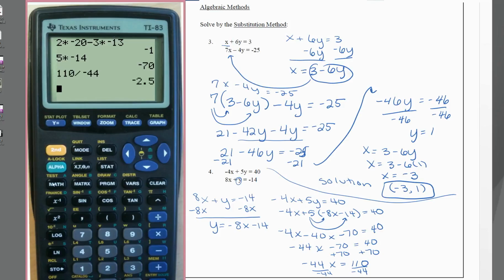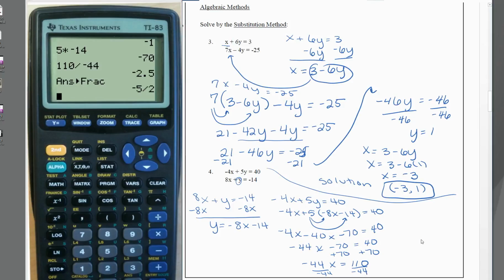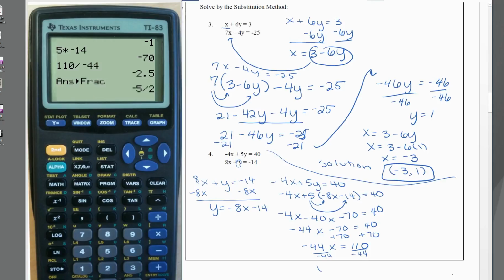Okay, here we get a decimal. We can change that into a fraction if we want and say, okay, that's negative 5 halves. So we're going to say our x is equal to negative 5 halves. Now we need to plug that in to find y. So we had this equation for what y was equal to. So we have y equals negative 8 times negative 5 halves minus 14.